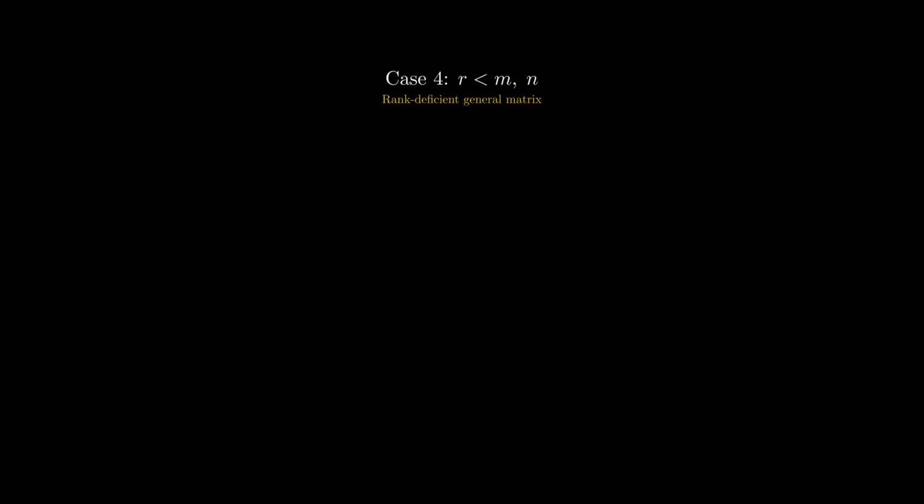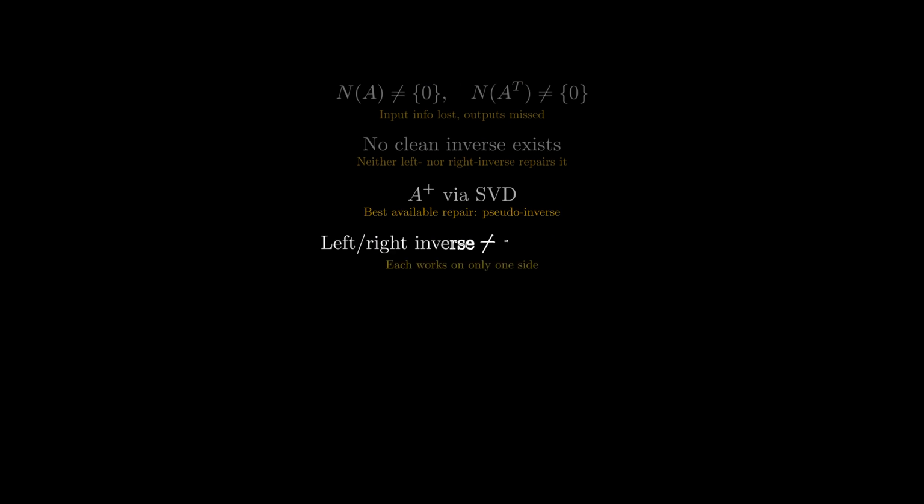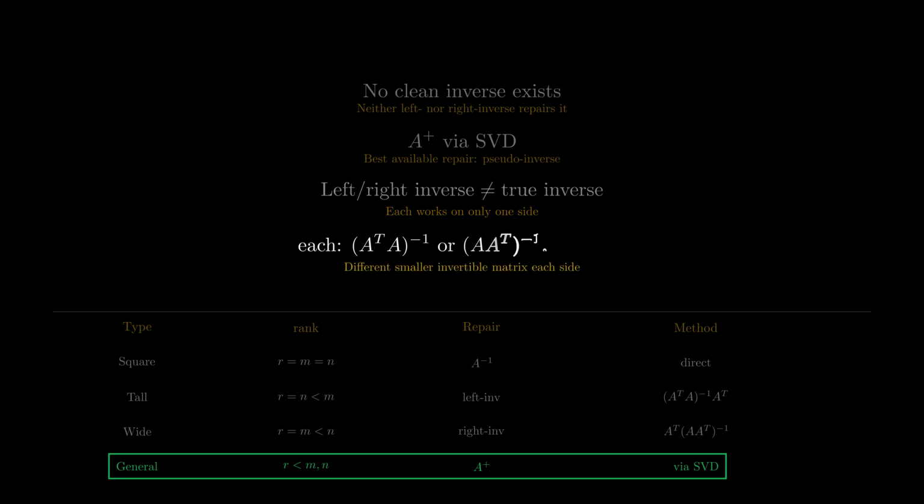Fourth case, the rank r is less than both m and n. Now both null spaces are non-trivial. Information is lost on the input side and outputs are missed on the output side. No clean inverse exists at all. The best repair here is the pseudo-inverse, written A+, built from the singular value decomposition. And note this clearly. A left inverse or a right inverse is not a real inverse. Each one works on only one side, and each relies on a different smaller invertible matrix, never A itself.